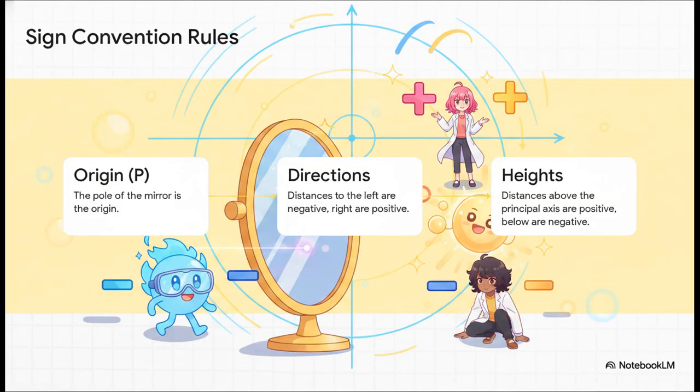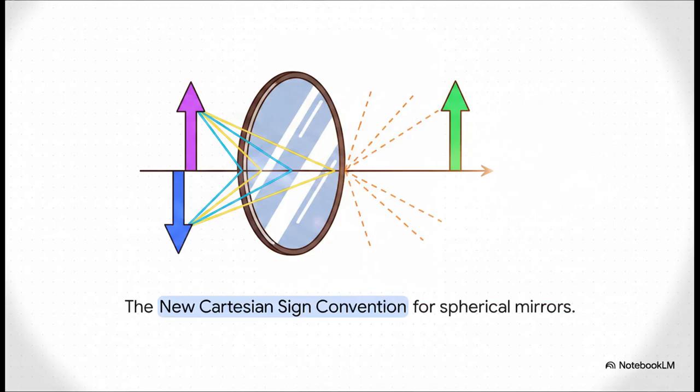Okay, but there is one tiny catch. For the formula to work every time, we have to follow a set of rules. Think of it like the rules of a game. It's called the sign convention. Basically, we pretend the mirror is on a graph. The pole is the center, the origin. Anything to the left of the mirror is negative, and anything to the right is positive. And anything above the center line is positive, while anything below is negative. That's pretty much it.